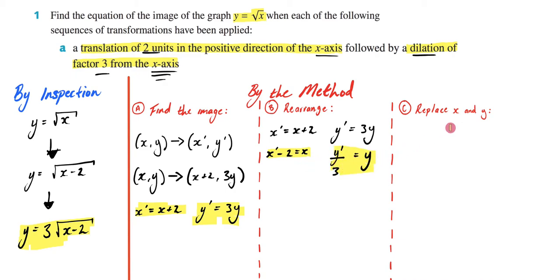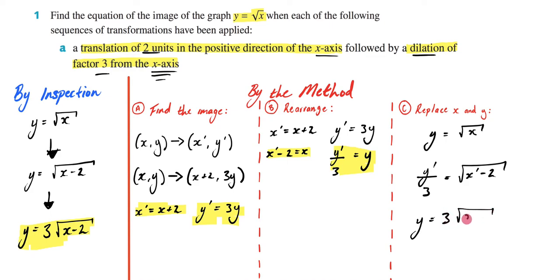And then on my third step, what I'm going to be doing is replacing my x and y. So we know originally we were given y equals the square root of x. Well, now we know when it's transformed, my y is going to equal this, y dash over 3. And I know that my x is going to equal this, x dash minus 2. I then could get rid of my dashes and multiply both sides by 3 and be left with this. And that would be my final answer.